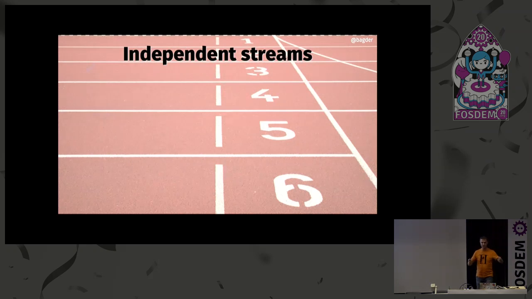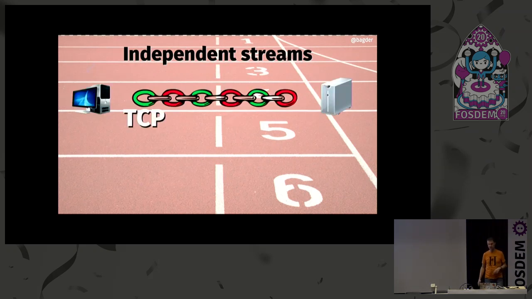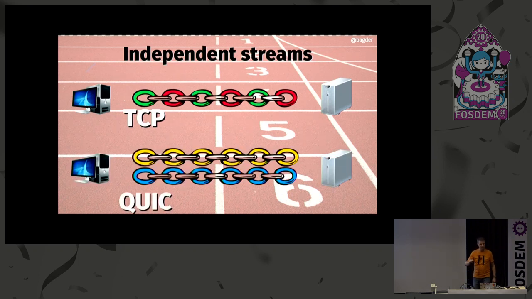So just to illustrate that with some fun image that I could draw. TCP, I like to illustrate again like a chain with individual links. And here, if you're sending two streams, the green stream and the red stream, if you lose one of those, the green one, the red one also has to wait, right? Because it's one single link. If one link is gone, we have to wait until that link is repaired. But in QUIC, the streams are independent. It doesn't matter. If we lose a yellow one, the blue one can go on anyway. They're independent.